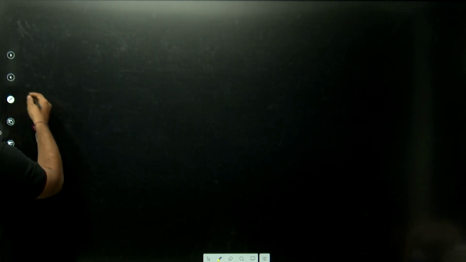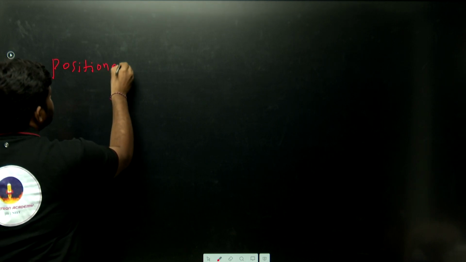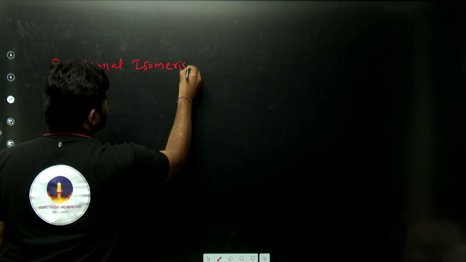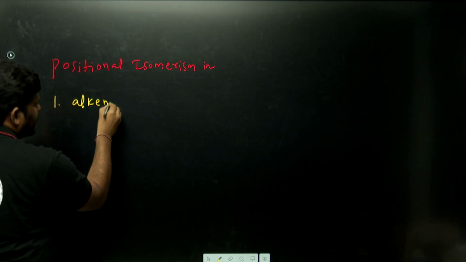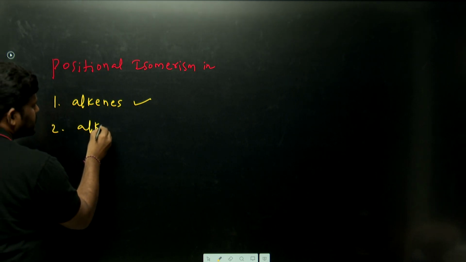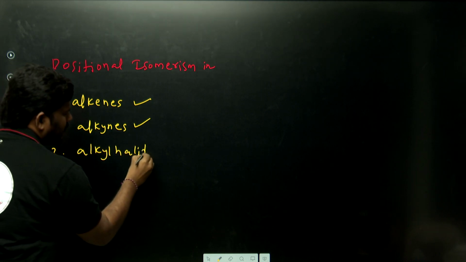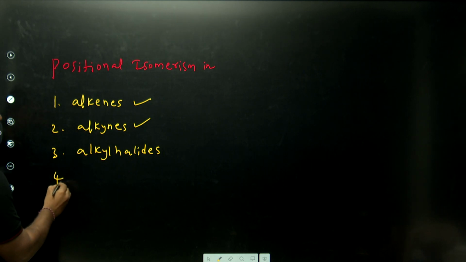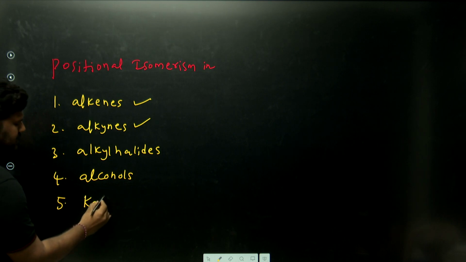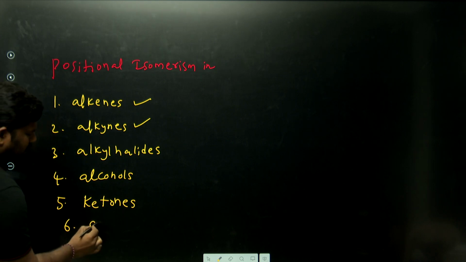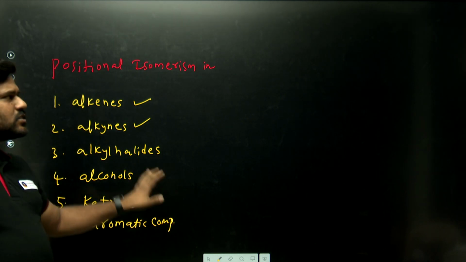So, positional isomerism exhibited by, we will check one by one. Number 1, alkenes exhibit positional isomerism. Number 2, alkynes also exhibit positional isomers. Number 3, alkyl halides also exhibit positional isomerism. Number 4, alcohols also exhibit positional isomerism. Number 5, ketones also exhibit positional isomers, and a few aromatic compounds also exhibit positional isomerism. So we can find positional isomerism in these.